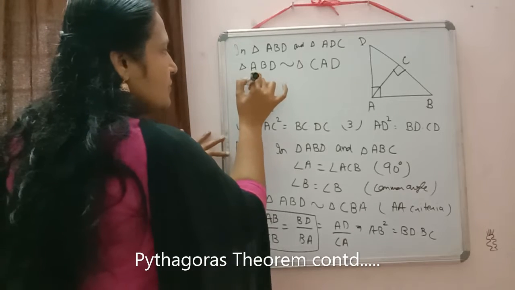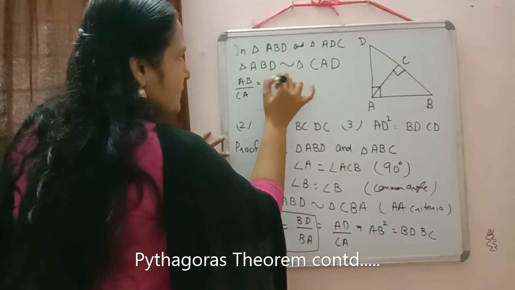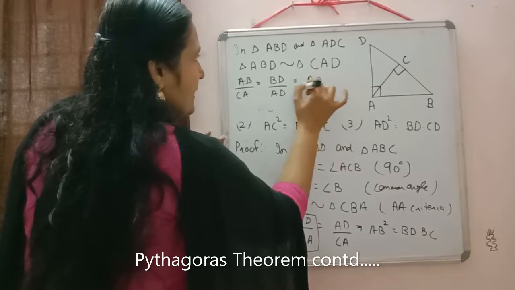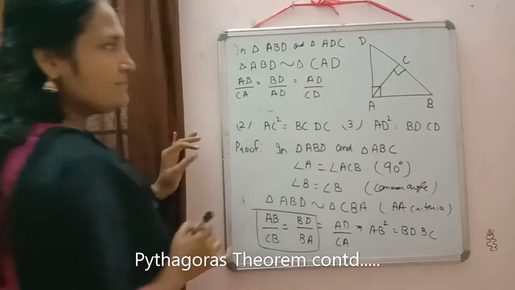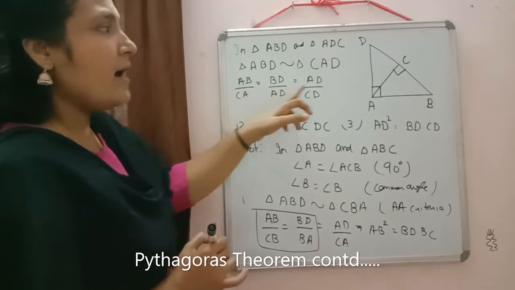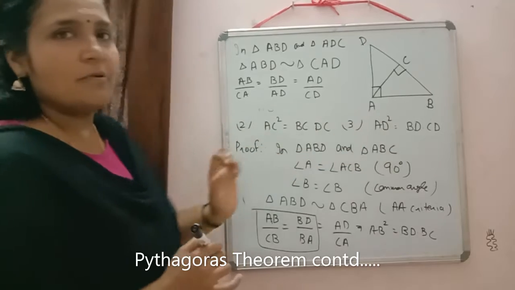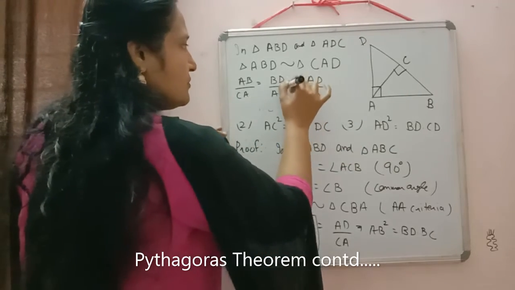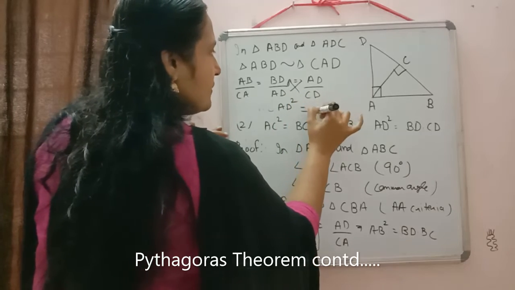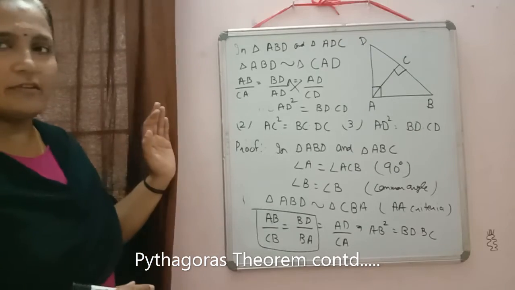Now write down the ratio. It will come AB by CA is equal to BD by AD is equal to AD by CD. Which two ratios will we take? Yes, the last two. If you relate the last two, you will get the proof of the third one. Just do the cross multiplication, then we will get AD square is equal to BD into CD. So the third proof is also over.